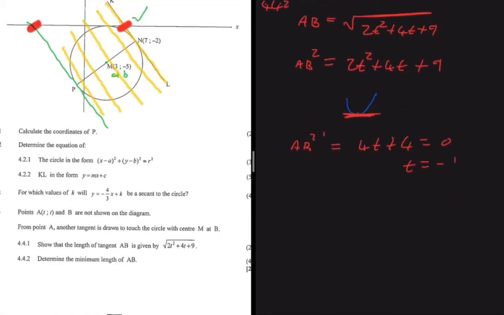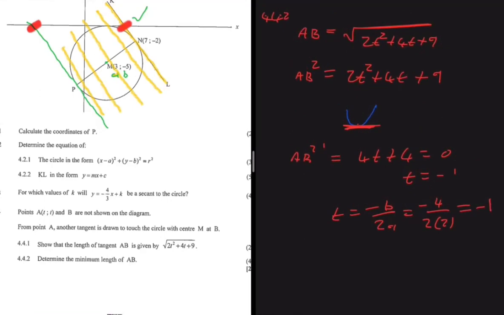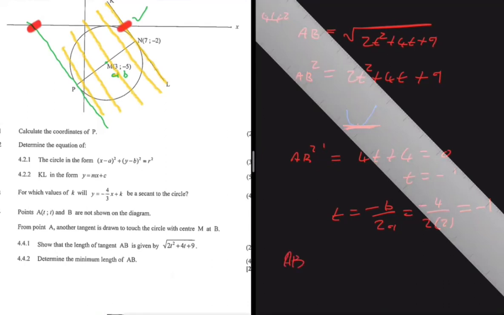Let me show you something. Because we're basically looking for the x value of the turning point, we can also see that t equals minus b divided by 2a, because we just have a quadratic function. So this will be minus 4 divided by 2 multiplied by 2, which equals minus 1 again. So the length is at a minimum when t equals minus 1. But now let's substitute minus 1 into our equation and actually determine the minimum length.